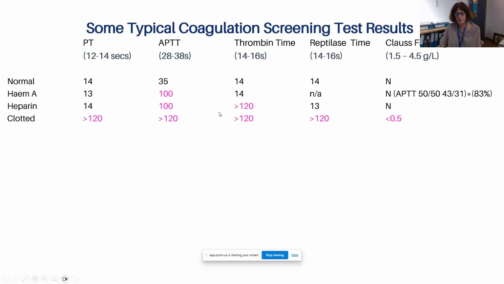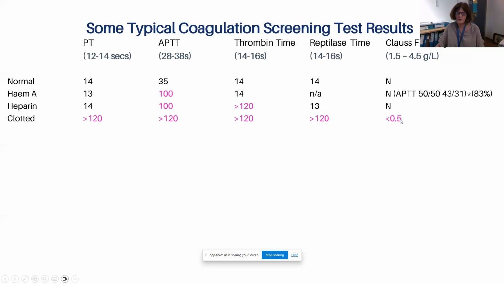And these are sometimes the results that you might see. The PT is very prolonged, the APTT is very prolonged, thrombin time very prolonged, reptilase also very prolonged, and the Clauss fibrinogen is often very, very low.